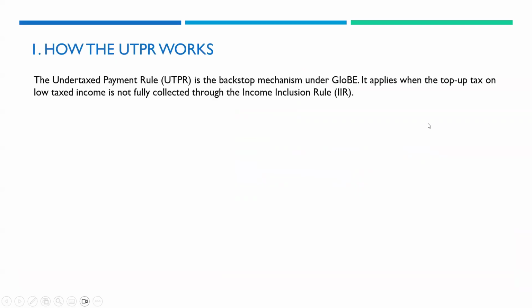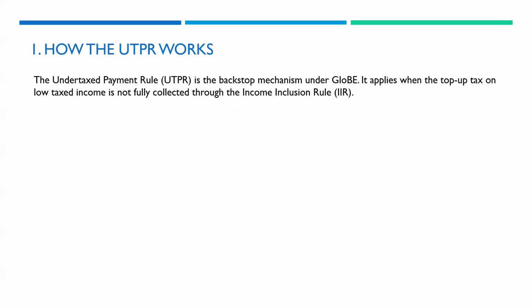Now, how does the UTPR work? The under-taxed profits rule is a backstop mechanism under GloBE. It applies when top-up tax on low-taxed income is not fully collected through the income inclusion rule. If you remember the income inclusion rule that we discussed yesterday, you saw that it is through an inclusion ratio, correct? The UPE would have to calculate its inclusion ratio, and the top-up tax to the extent of the inclusion ratio would only be paid by the UPE through IIR, correct?